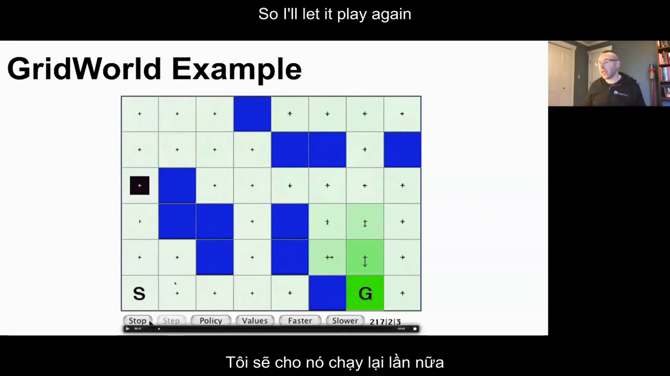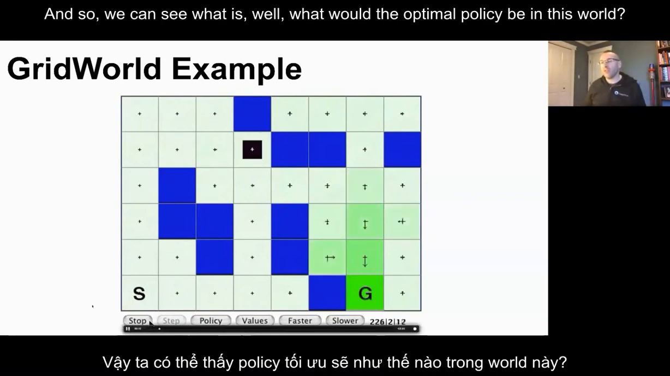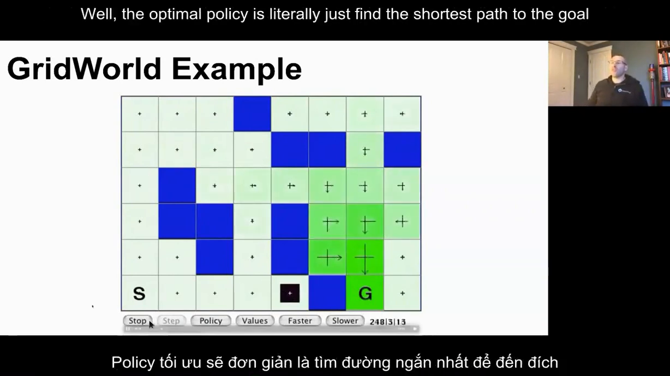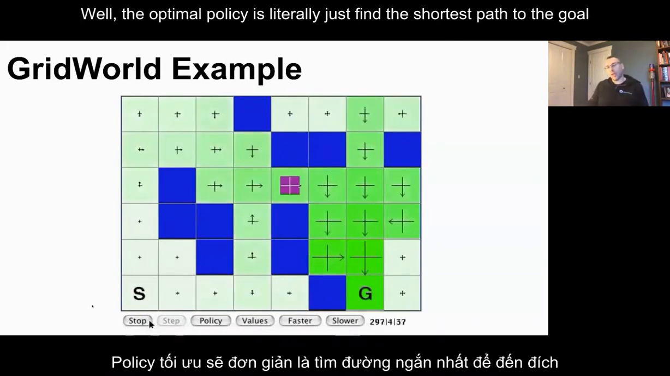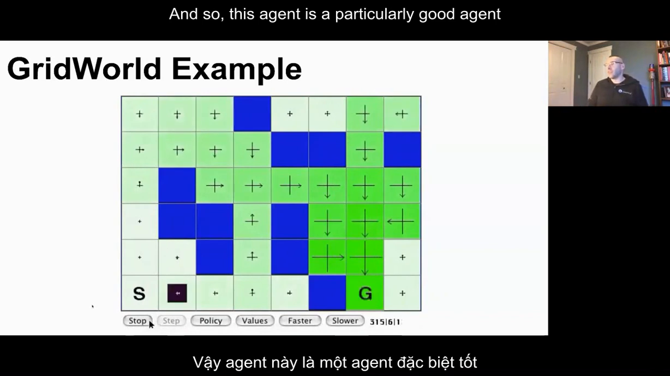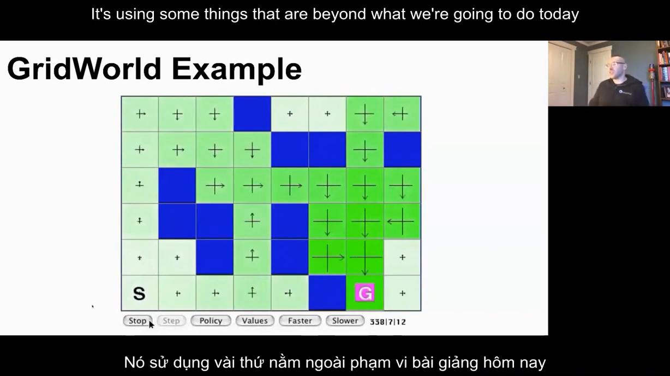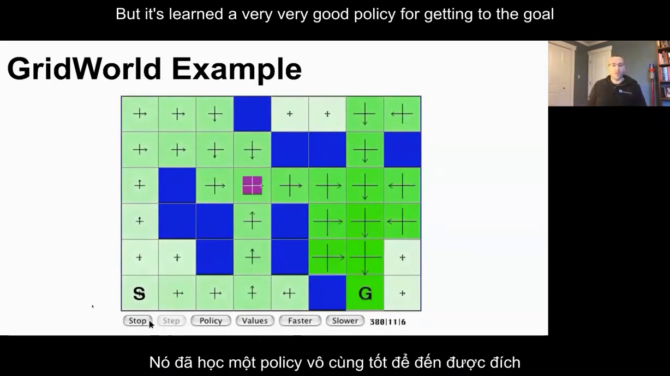So I'll let it play again. And so we can see what would the optimal policy be in this world? Well, the optimal policy is literally just find the shortest path to the goal. And so this agent is a particularly good agent. It's using some things that are beyond what we're going to do today, but it's learned a very, very good policy for getting to the goal.